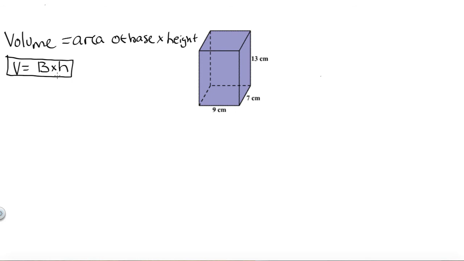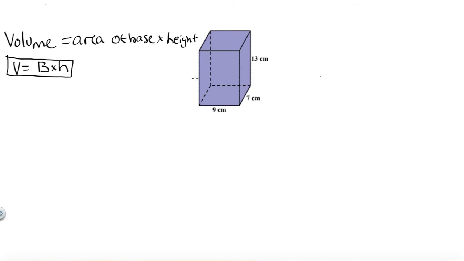Also, remember the height connects the identical pair of bases. So obviously here I have a height of 13 centimeters, and these are my identical pair of bases. So let's jump into finding the volume of this given prism.